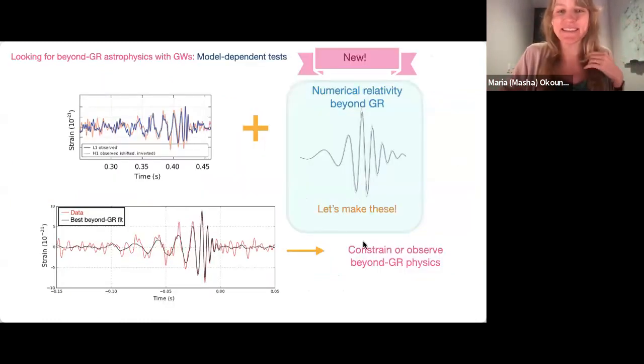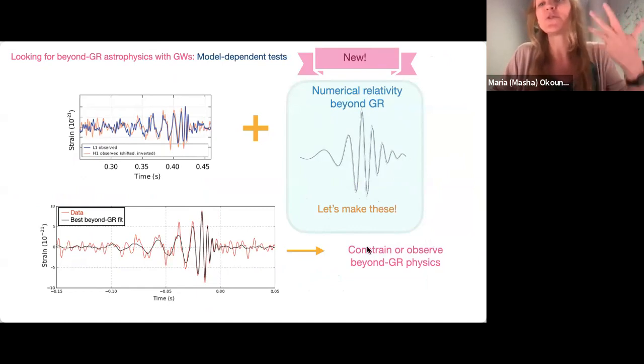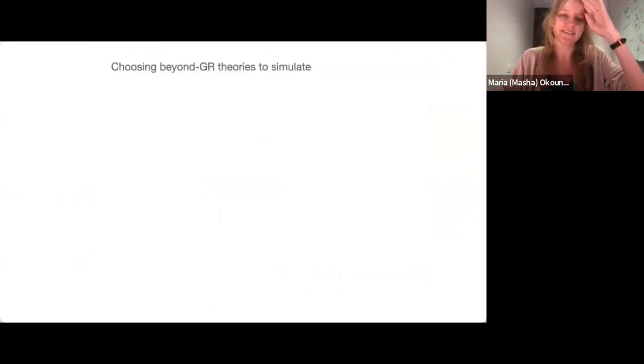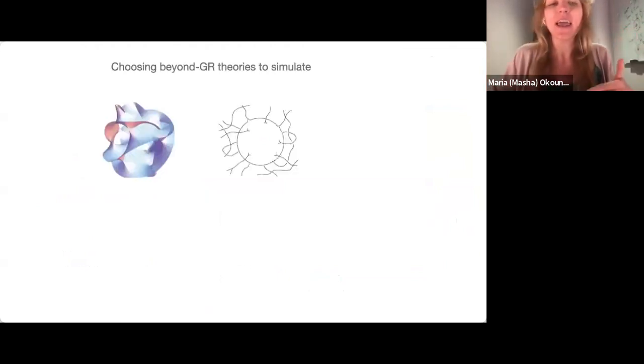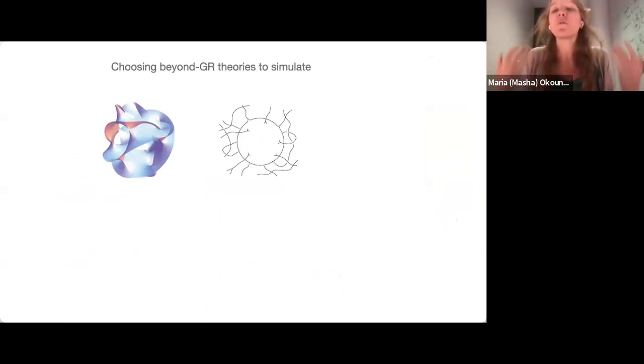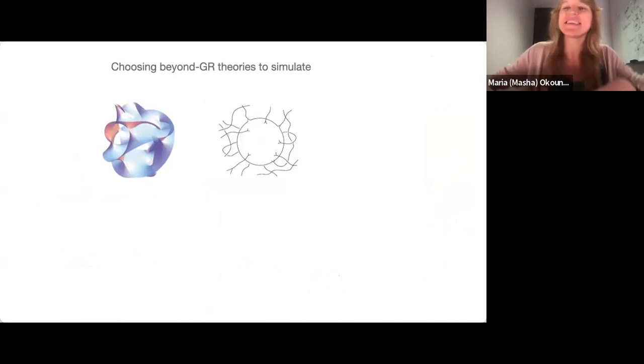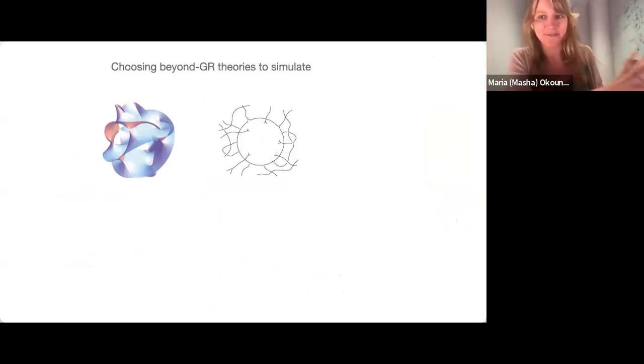And so really this is where numerical relativity beyond general relativity comes in. Our goal is to make these predictions so that we can ultimately constrain or observe beyond-GR physics with these extreme gravity systems. So let's choose beyond-GR theories to simulate. Observing true quantum mechanical effects is going to be difficult, but what we want is to think about theories that do have motivations in the fact that we need to have some ultimate quantum theory of gravity.